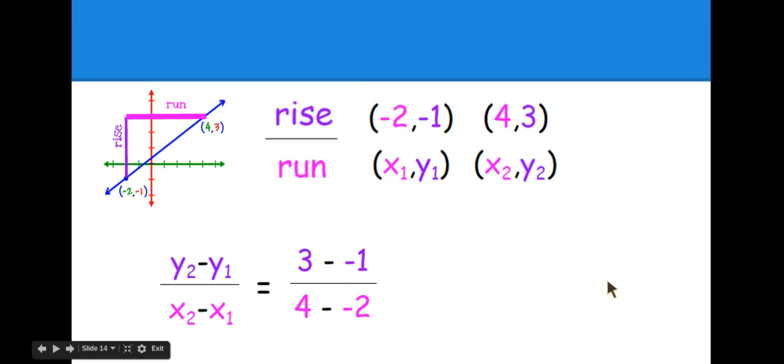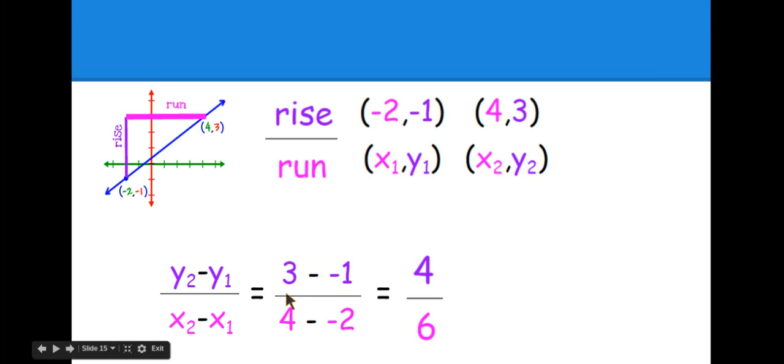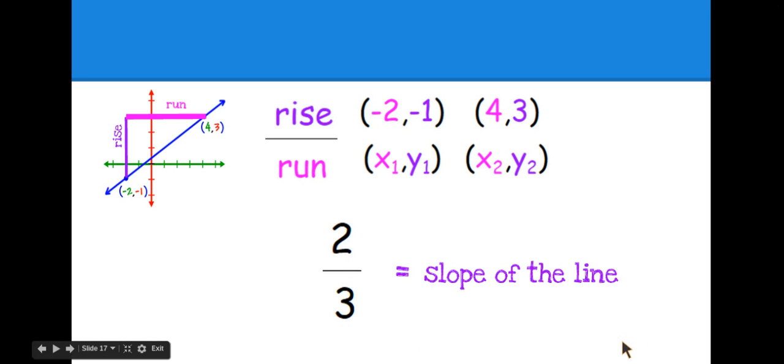So 4 minus -2. Okay, now we're going to do our subtraction. 3 minus -1 is 4, and 4 minus -2 is 6. 4/6 is our slope. We can simplify that. 2 is a number that can be divided evenly into both 4 and 6, so the slope of our line is 2/3. 2/3 is the slope of the line.